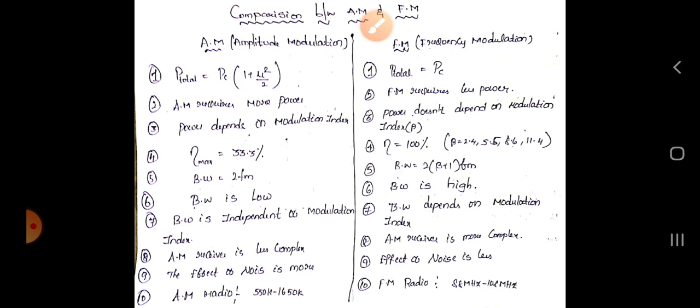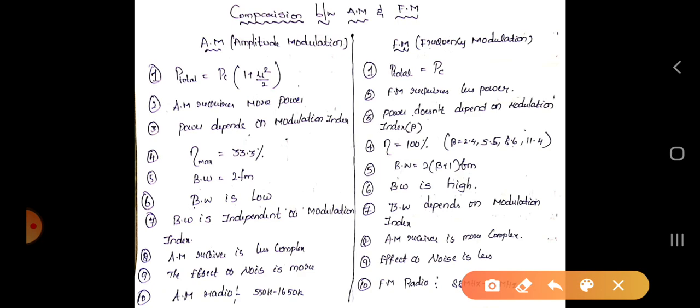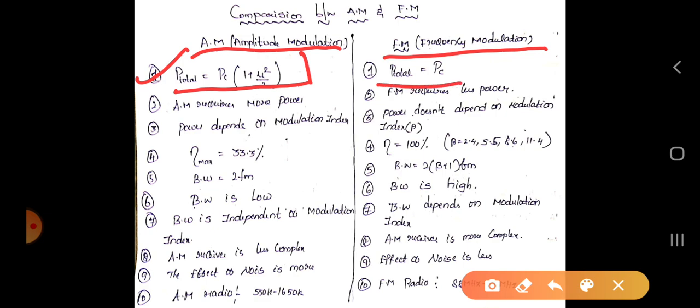Now I will go for the comparison between the AM signal and the FM signal. AM signal is nothing but the amplitude modulated signal, and FM signal is nothing but the frequency modulated signal. The total power I have already discussed, and I have also derived the power calculations in the previous classes. If you have any doubts, please go to my previous lectures. We know that P total is nothing but Pc into (1 plus mu squared divided by 2). Similarly, for the FM signal, P total is nothing but Pc. Pc is nothing but the power of the carrier itself.